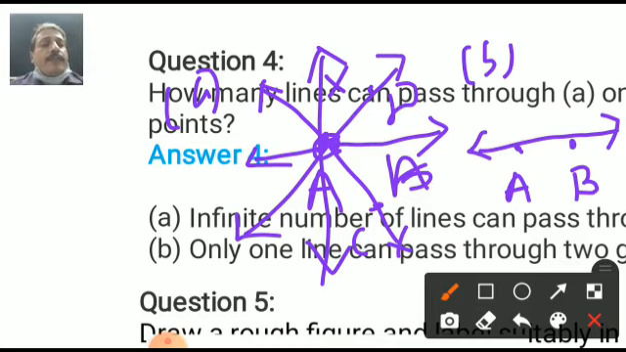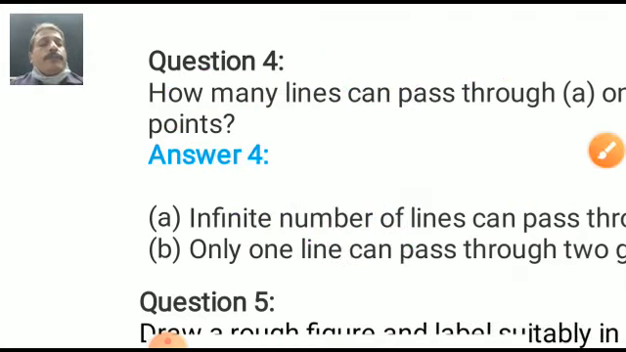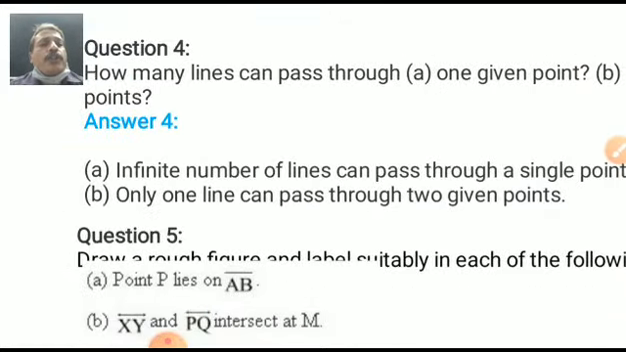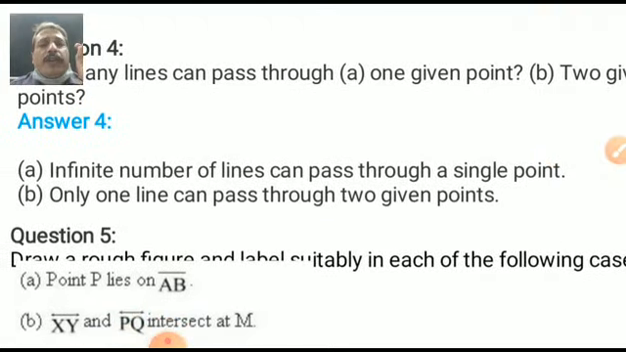Okay, now let's see the answer. Infinite number of lines can pass through a single point. From one point, infinite, countless lines you can draw. In B, if 2 points are given, only one line can pass through these 2 given points. Understood? Very good.